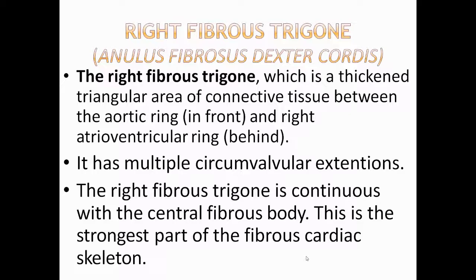Right fibrous trigone, that is called annulus fibrosus dexter cordis. The right fibrous trigone is a thickened triangular area of connective tissue between the aortic ring and the right atrioventricular ring. It has multiple circumvalvular extensions. The right fibrous trigone is continuous with the central fibrous body. This is the strongest part of the fibrous cardiac skeleton.